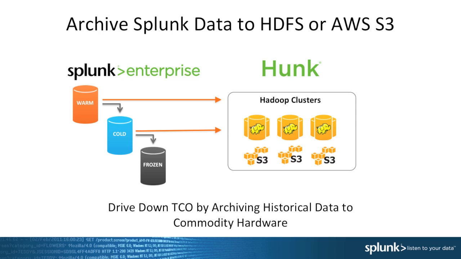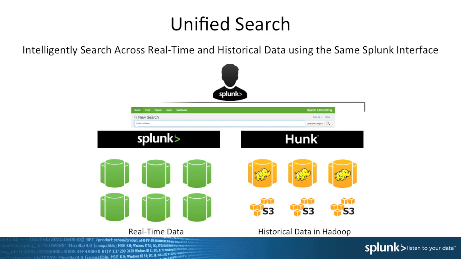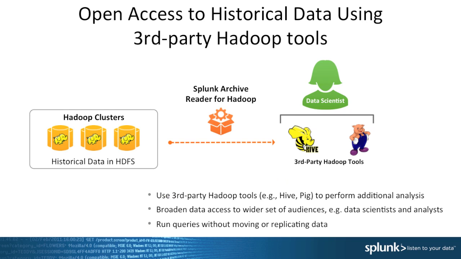As we mentioned, the three main new Hunk 6.3 features are the ability to archive Splunk data to HDFS or AWS S3 to drive down the TCO; the ability to do a unified search, so that with a single search you can search both real-time data as well as historical data in Hadoop; and finally the ability to open the door to data scientists and analysts to look at the Splunk historical data using third-party tools like Hive and Pig.